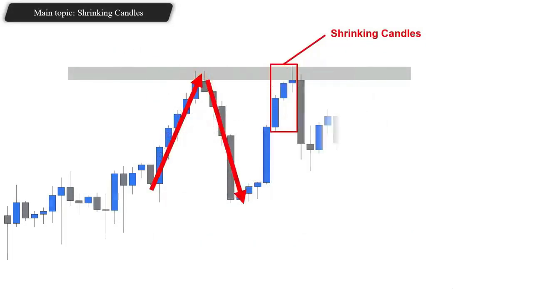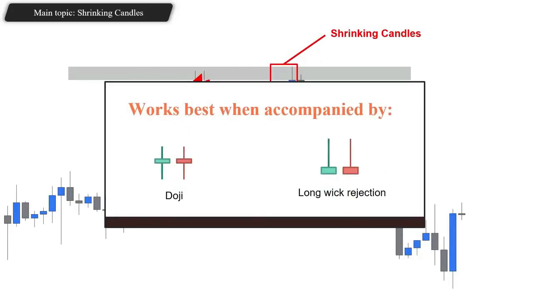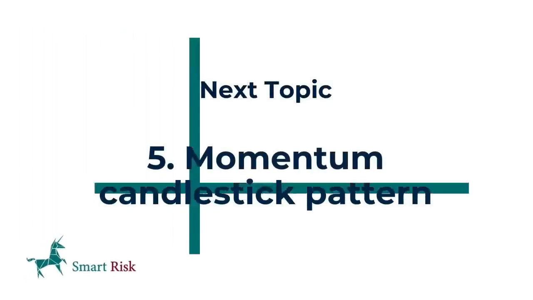It is an early signal that buyers are losing control, and prices might reverse from the area. Now this pattern works best when accompanied by another reversal pattern, like a doji candle or long wick rejection at the end. Remember, the same concept is valid for the bearish scenario. Number 5. Momentum candlestick pattern.